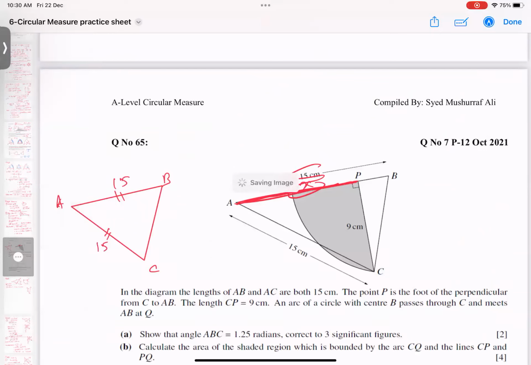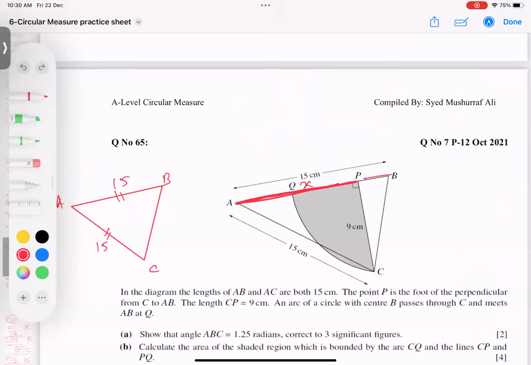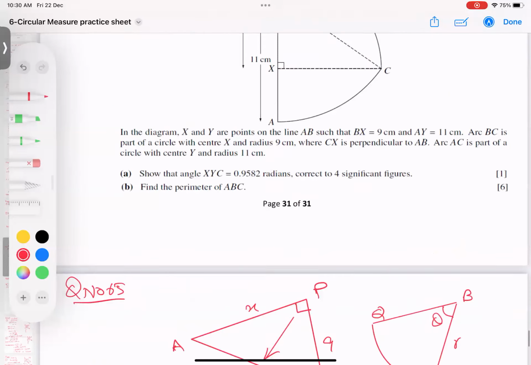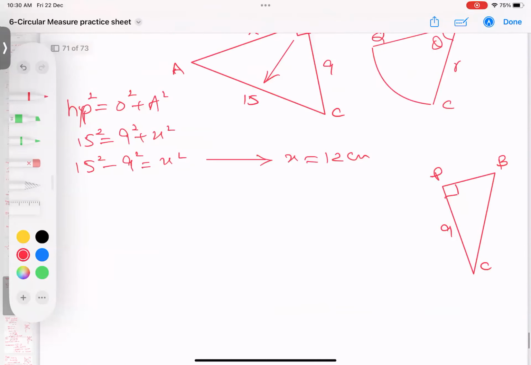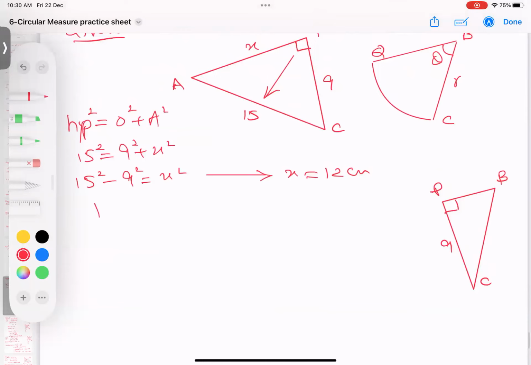So I can say that this small gap is 3. This gap is 3. So I think this idea is over. So we can say, what is the PB? PB length is actually 15 subtract 12. I get 3 centimeters. So 3. Now I can find everything.